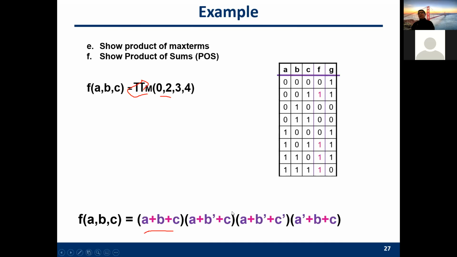So in this lecture, we talk about the canonical form. The canonical form can help you translate a truth table to a Boolean function. But after you have the canonical form, you need to apply those laws to do the simplification. It's not easy for the computer to do that. So in the next lecture, we will talk about how to automatically simplify these Boolean functions.